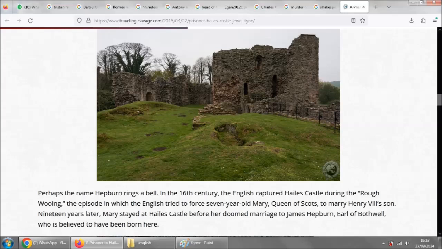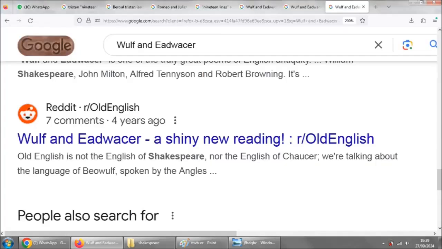You see? And they're going to say, this is the evidence that Old English existed, Old Scottish, yeah, and all this history, it's all just a joke. Yes? So you see, what are we told? Wolf and Eadwacker. What is Old English? Old English is not the English of Shakespeare, nor the English of Chaucer.